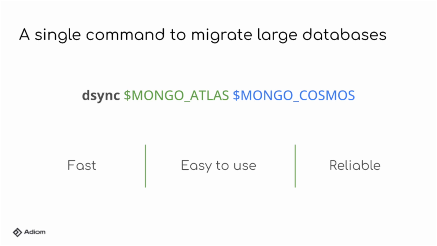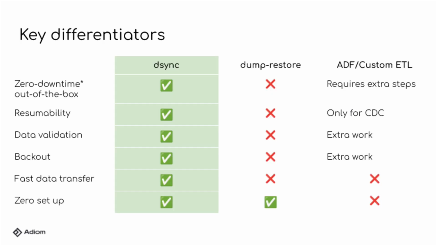While normally a complicated endeavor, dsync abstracts away all the complexity of a live production migration and allows to execute it in a single command. It supports all the common functionality required for live production migrations without needing the user to perform any complex setup, write custom scripts, or code.